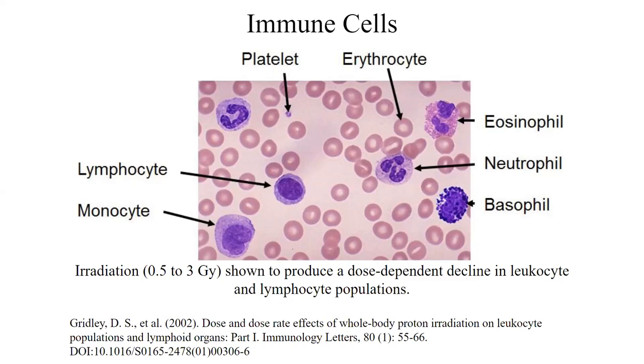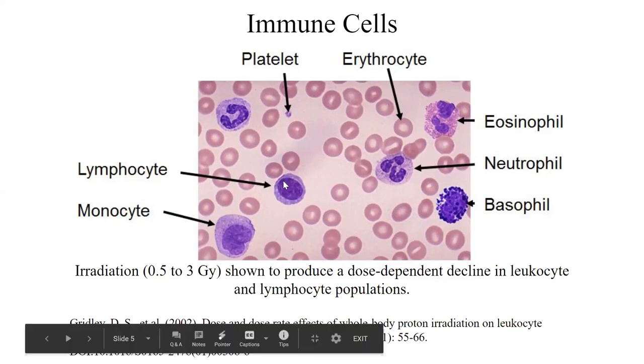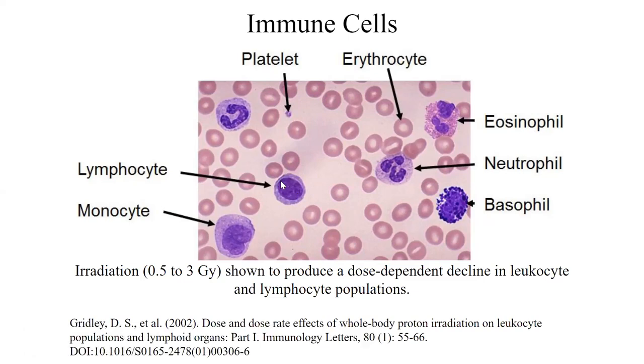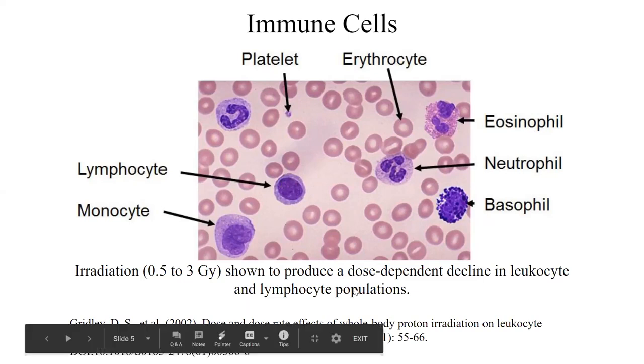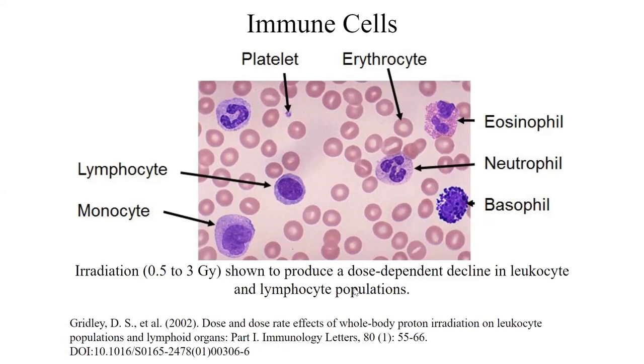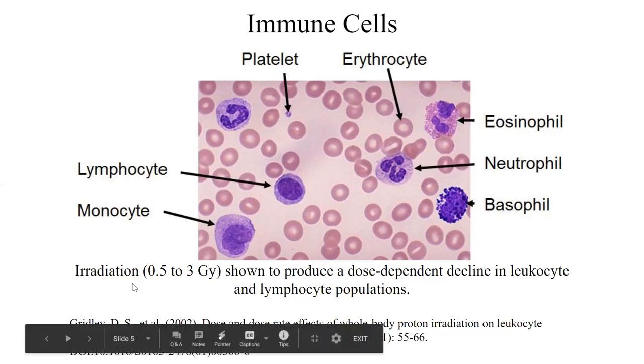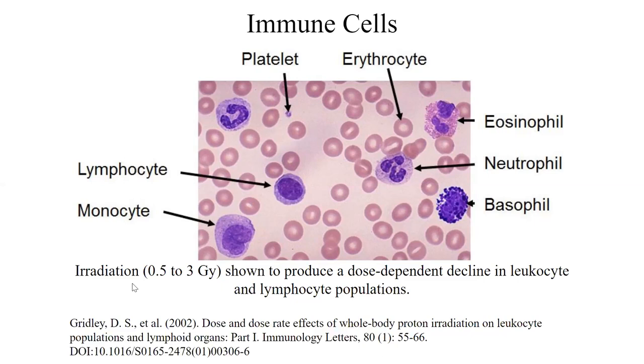So if you've had chickenpox or measles, you don't typically get sick again because your adaptive immune system remembers how to fight it off. And your adaptive immune system is made up of these lymphocytes, which are the cells here with the really big purple nuclei that you can see. And both of these groups of cells have been shown to decrease in population size following irradiation from this range of 0.5 to 3 grays, which again is spaceflight relevant.